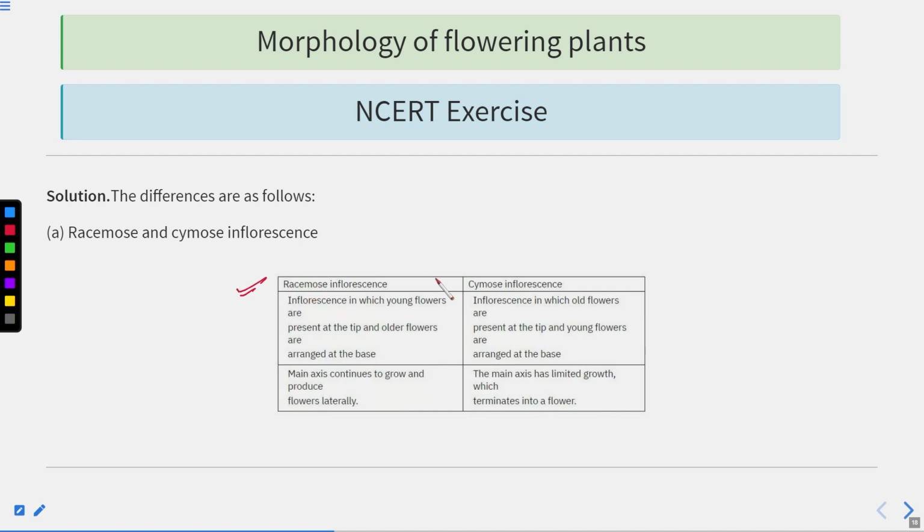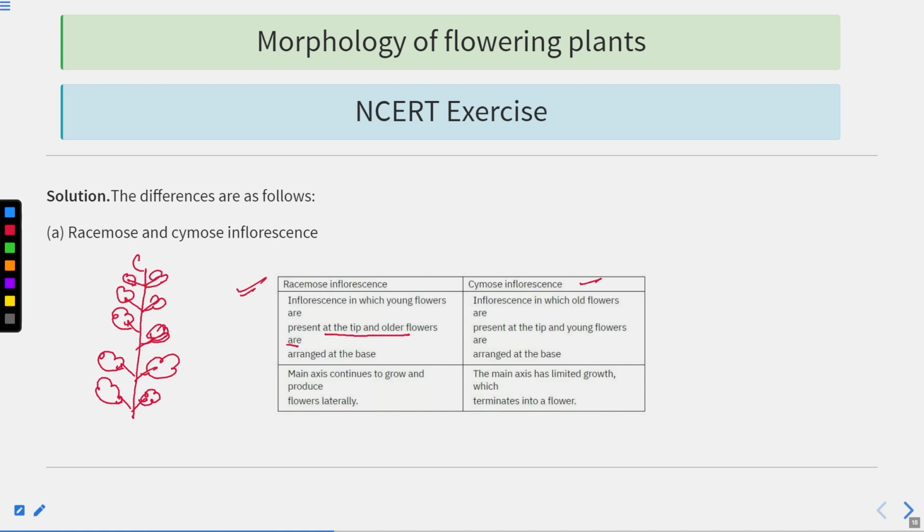So, racemose inflorescence and cymose inflorescence. The inflorescence in which young flowers are present at the tip and the older flowers are arranged at the base. So here it is the racemose. These are the older flowers, they are arranged at the base.